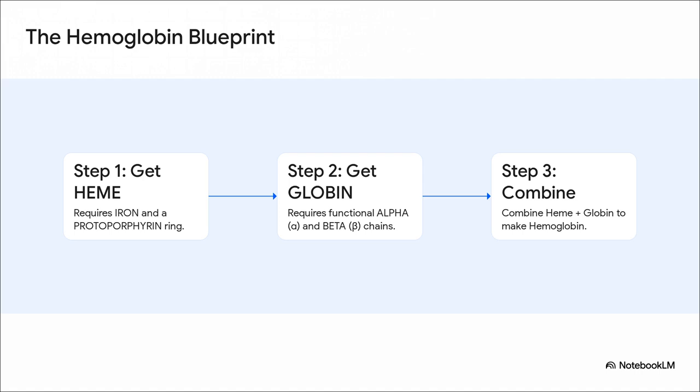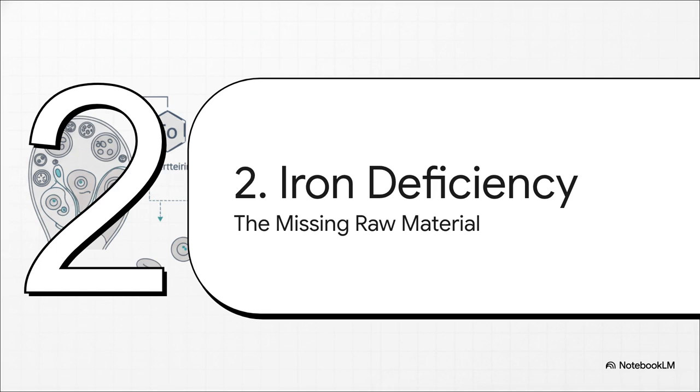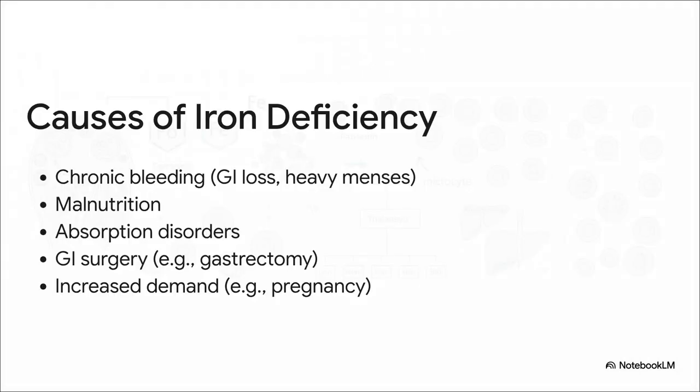It's that simple. Okay, first up on our list of culprits is iron deficiency. This is, by far, the most common cause you'll see. And it's really a supply chain problem. It's all about a missing raw material for our hemoglobin factory. It's pretty straightforward, right? The body just can't make the heme group because it doesn't have enough iron. The factory has run out of steel.